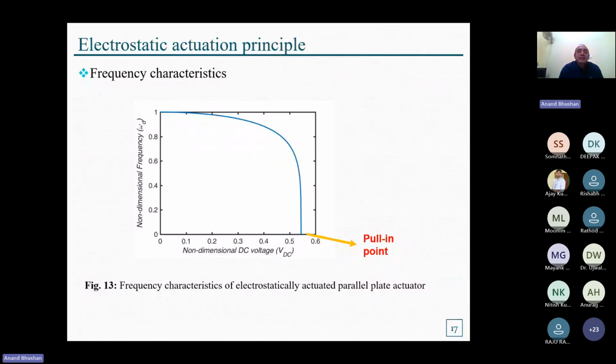One other important aspect is that pull-in is a kind of instability, and it also decides the maximum DC voltage we can apply to the system. So it is important that to operate a MEMS resonator or NEMS resonator, we always keep the DC voltage much lower than the pull-in voltage. So we can safely operate the MEMS resonator.